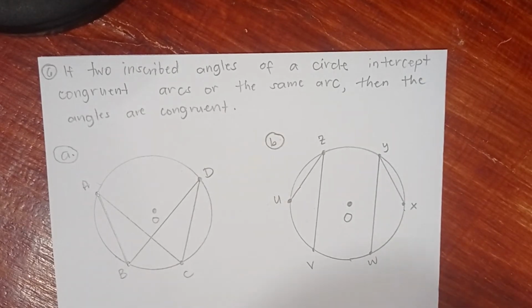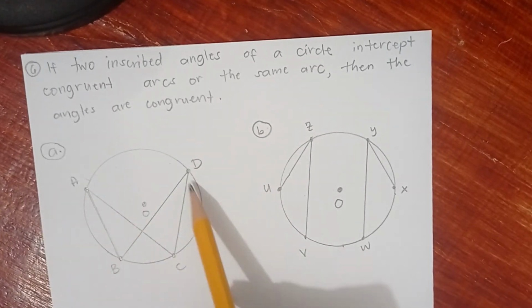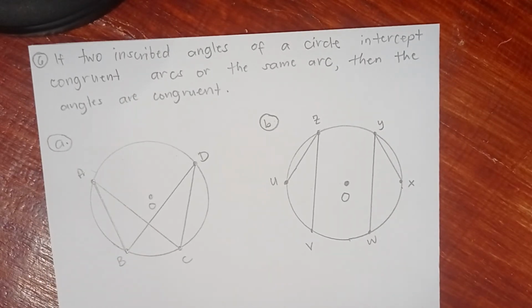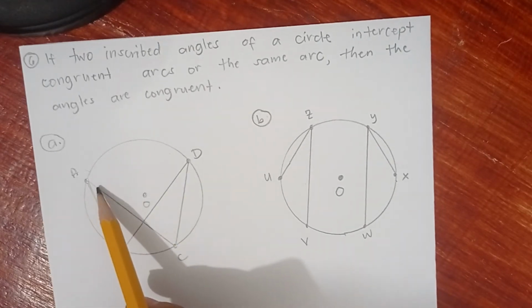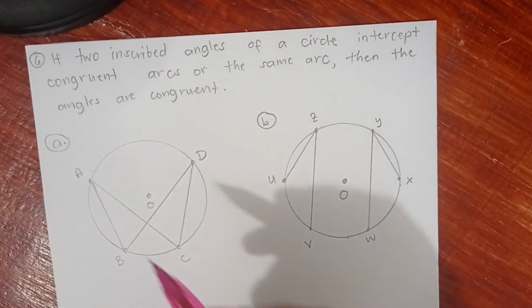Okay, next theorem. If two inscribed angles of a circle intercept congruent arcs or the same arc, then the angles are congruent. Anong sinasabi niyan? For example, dito, sa given natin, dito muna tayo sa letter A. Sa circle O, makikita natin meron tayong dalawang inscribed angle. Meron tayo, hindi lang pala dalawa, actually, ilan to? Isa, dalawa, tatlo, apat.